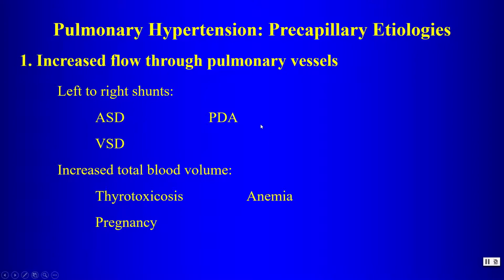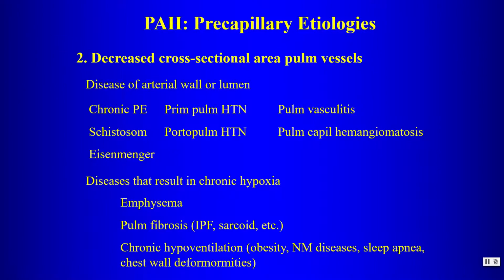These are the three most common left to right shunts. Occasionally increased total blood volume, as in these diseases, might also elevate pulmonary arterial pressure. But left to right shunts, we don't want to forget about those, especially atrial septal defect, which is the most common to present in the adult.